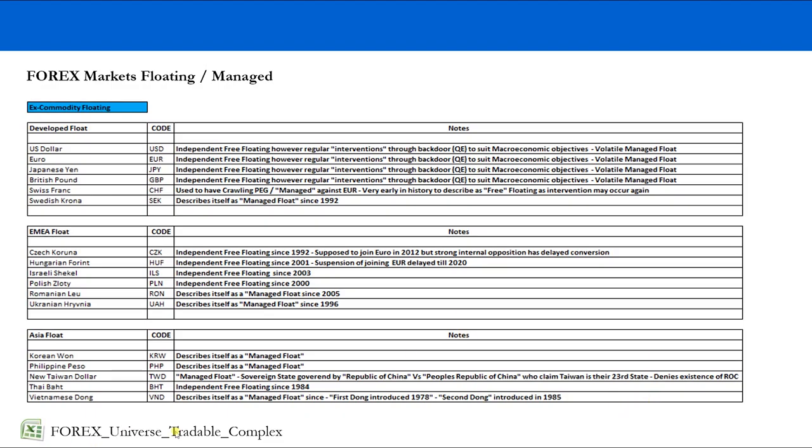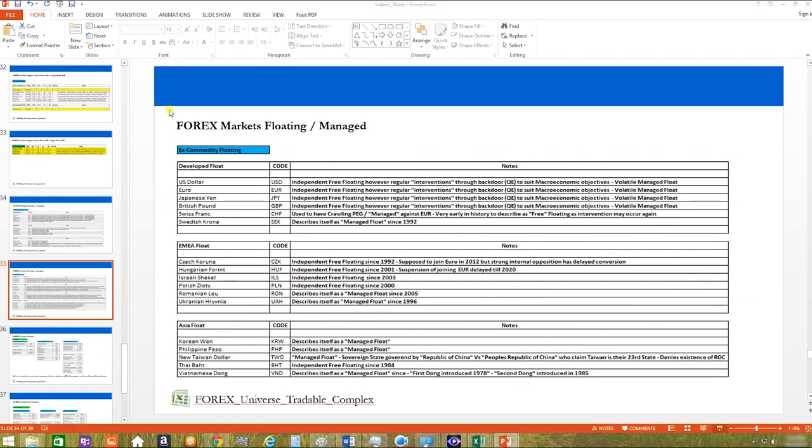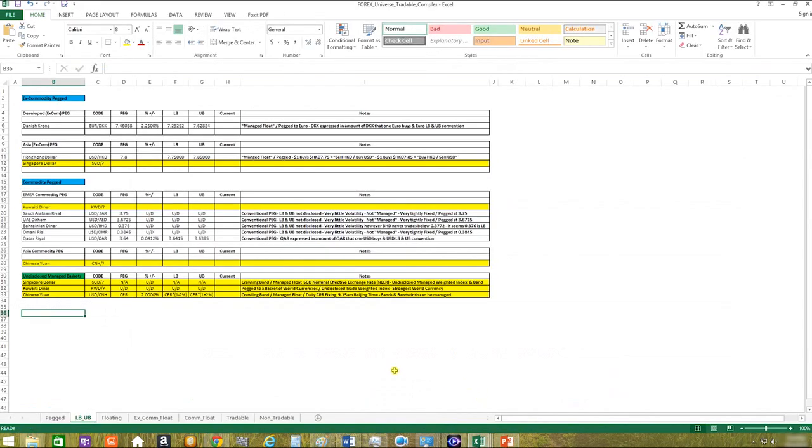And what we've done is we've taken the same approach as the fixed or pegged. We've, in the FOREX Universe Tradable Complex spreadsheet file, got a couple of sheets in there that break down everything for you by ex-commodity floating and also by commodity floating. So let's go into the sheet now and we can show you how this is broken down.